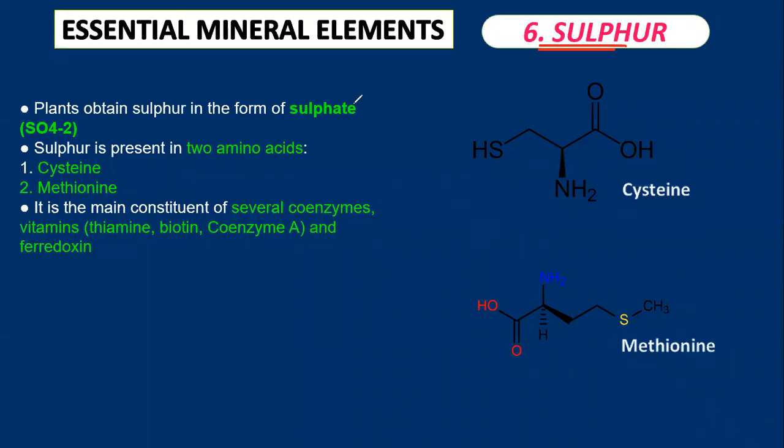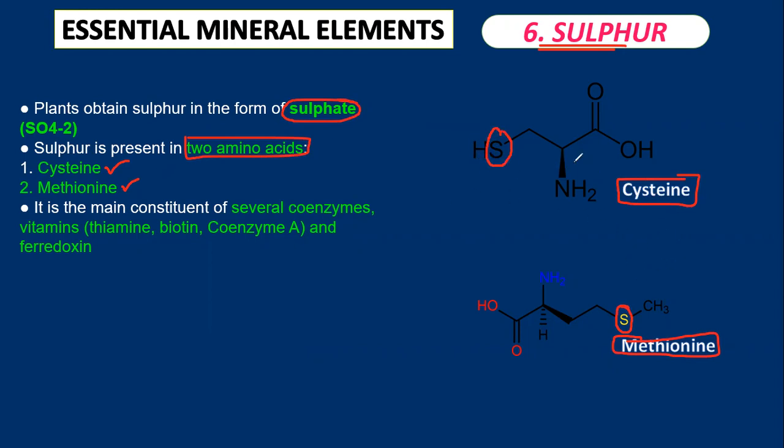Okay, so sulfur is mainly absorbed in the form of sulfate ion, and it is an integral part of amino acids. It is present in 2 important amino acids, cysteine and methionine. So this is the structure of cysteine, this is the structure of methionine. In cysteine you will find the sulfur over here, and in methionine you will find the sulfur here.